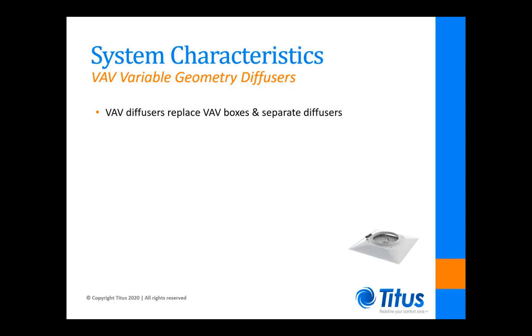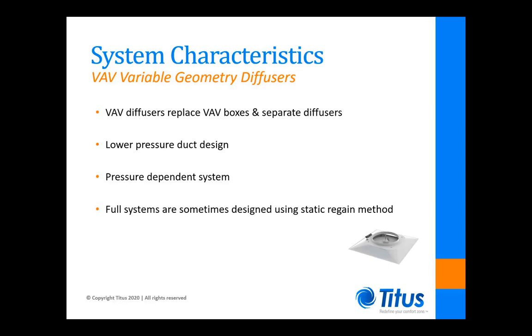The main differences are in the ductwork distribution system, which should be designed to operate at a lower pressure to avoid excessive noise generation. It is also a pressure-dependent system, so poor duct design or inadequate pressure control may affect the room temperature control and noise. Also note that for larger projects, the ductwork should be sized using the static regain method, but I will cover this in some detail later in the presentation.